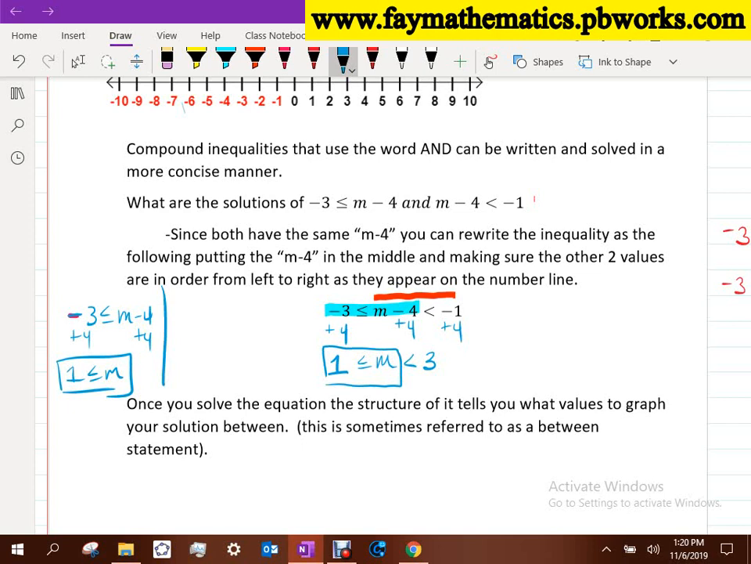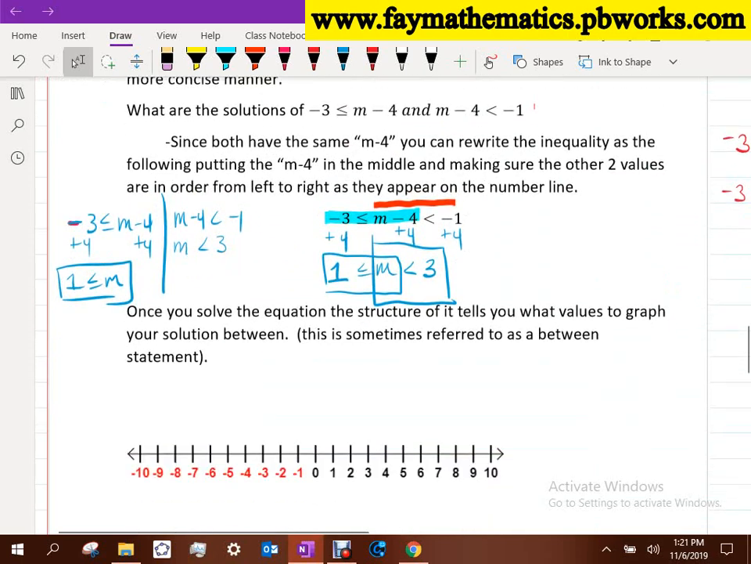If I'm doing the other one where it says m minus 4 is less than -1, you add 4 to both sides, right? m is less than 3. Does this right here say m is less than 3? Does that make sense to everybody? So doing it this way gets both of these done at the same time.